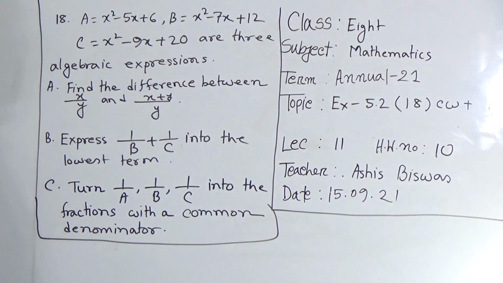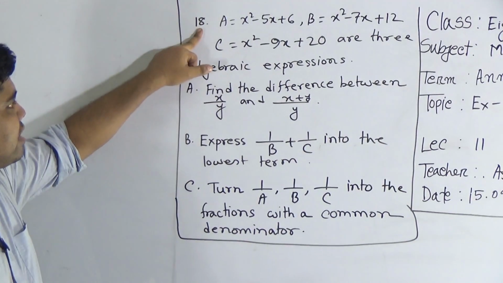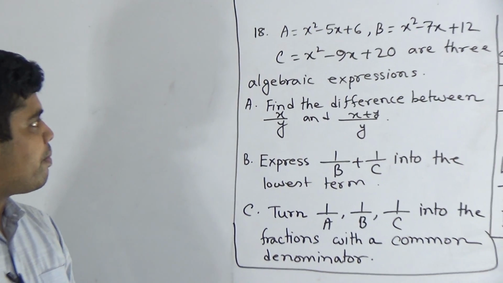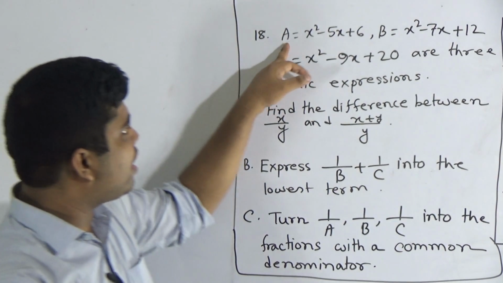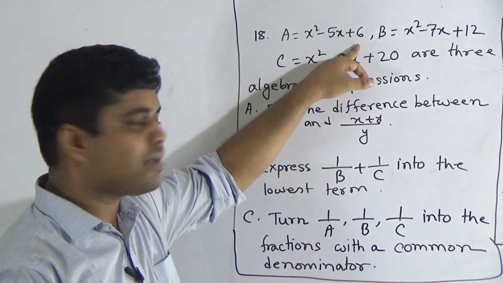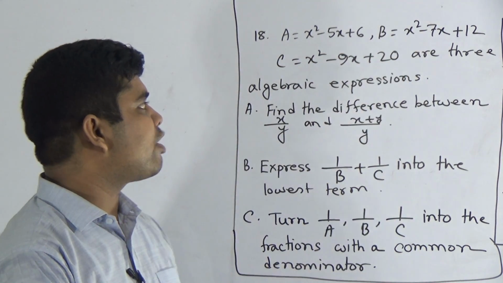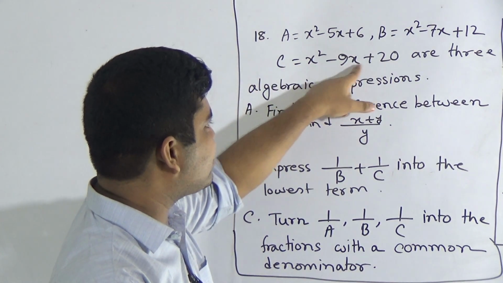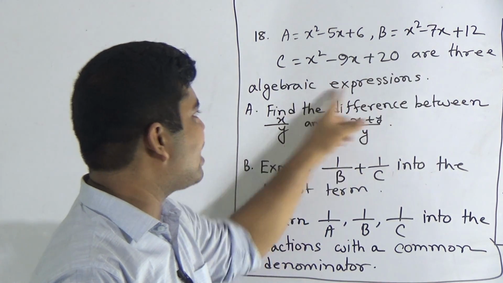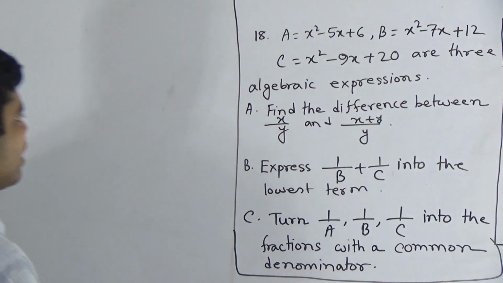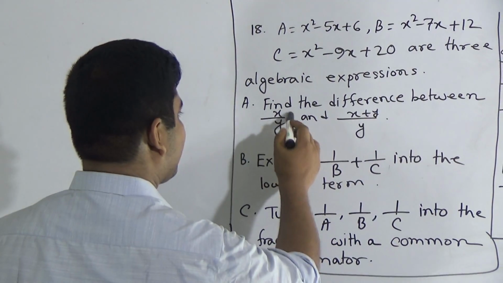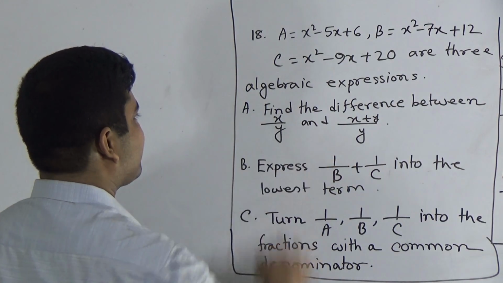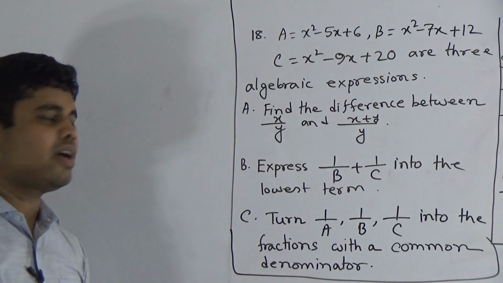I have already written question number 18 on the board. At first we read the question. Here a equal to x square minus 5x plus 6, b equal to x square minus 7x plus 12 and c equal to x square minus 9x plus 20 are three algebraic expressions. A number, find the difference between x by y and x plus y by y. That means we need to do subtraction of these two and we get the answer.